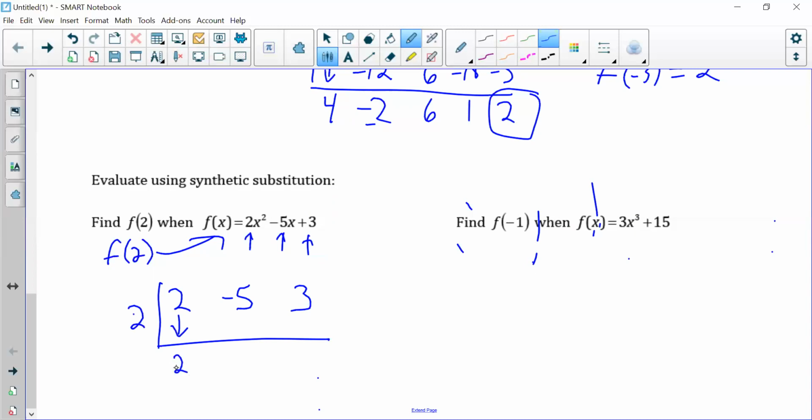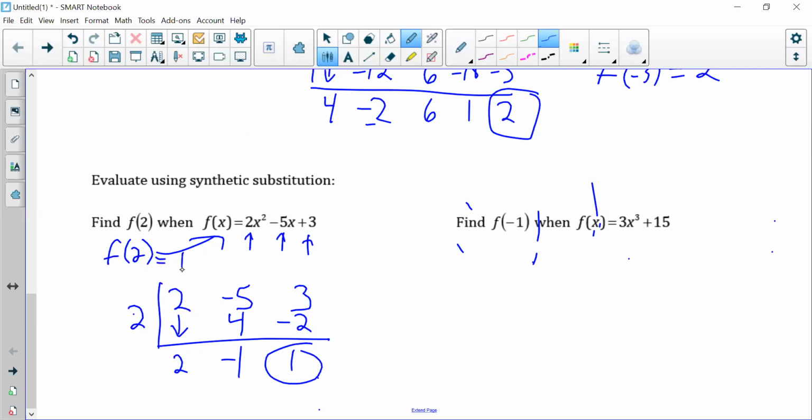All right, so 2 times 2 is 4. We put that here. Negative 5 plus 4 is negative 1. Negative 1 times 2 is negative 2. We write that there. So 3 minus 2 is 1. So our answer is f of 2 equals 1.